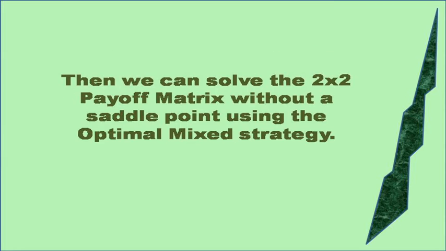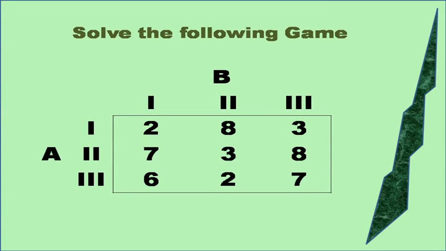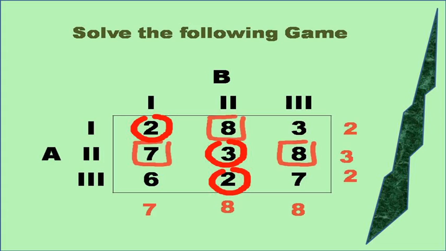Now let us take an example. This is a two-person zero-sum game, and the question is to solve the following game. For solving a game, first we will try to find a saddle point. For that, we first encircle the row minimum value of each row within circles like this. Then we put the highest value of each column within small squares.